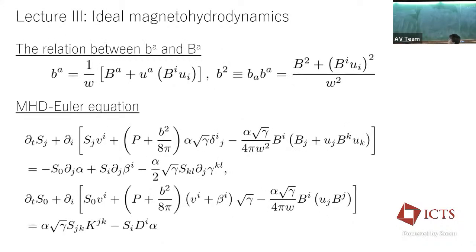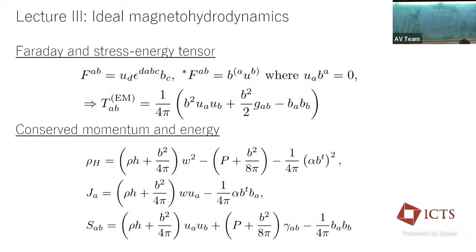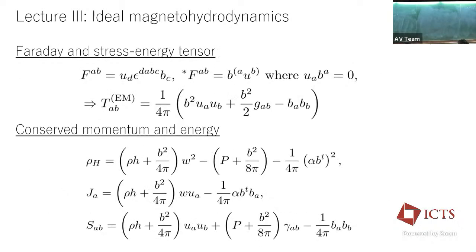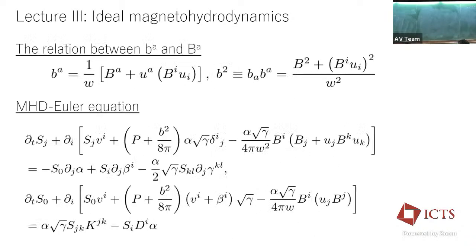Now we need to derive the relation between the lower b^a and upper b^a, which is immediately derived from this relation, and F^{ab} is this relation. Lower b^a is given by this equation, and b squared is also given by upper b and the Lorentz factor omega.